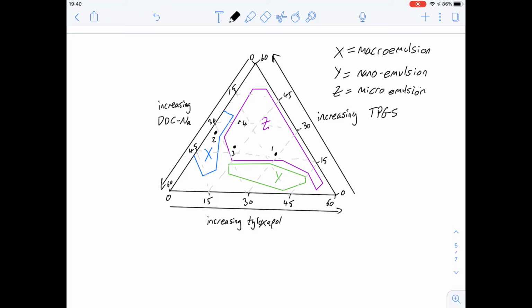So let's look at point 1. Because 14 says the formulation represented at point 1 contains what? So point 1, you can see it's in region Z, so it's part of a microemulsion.